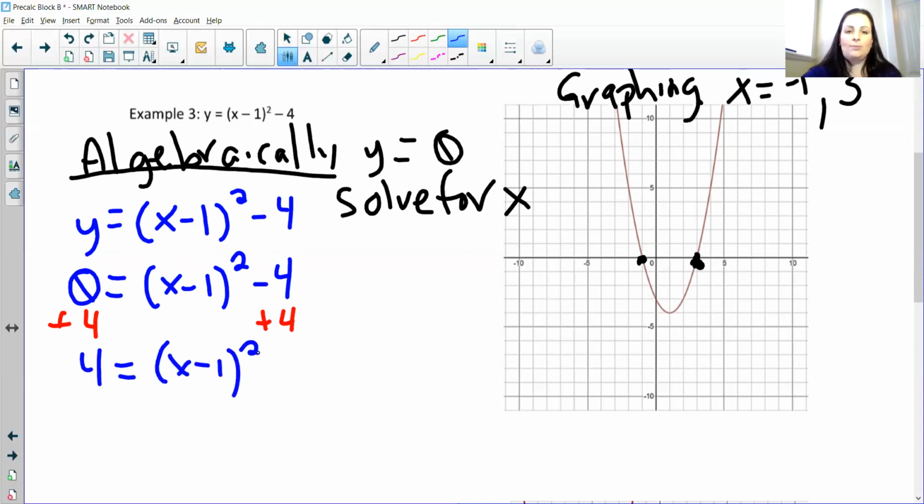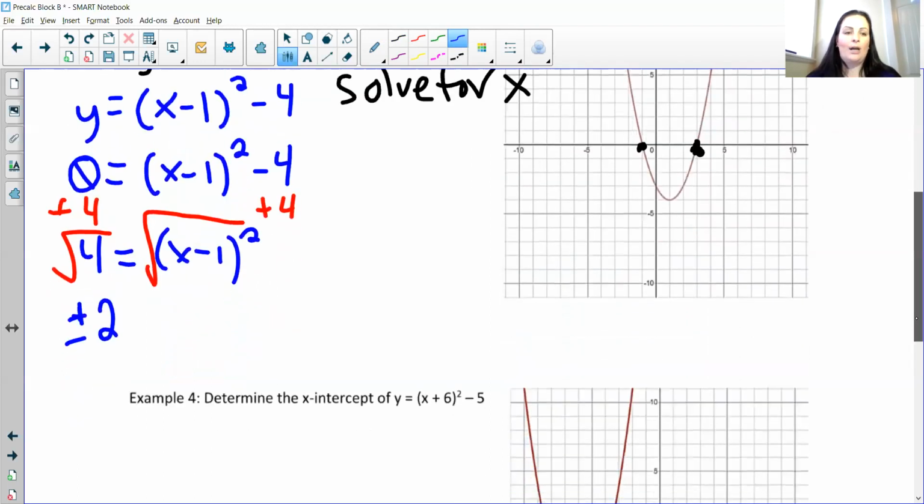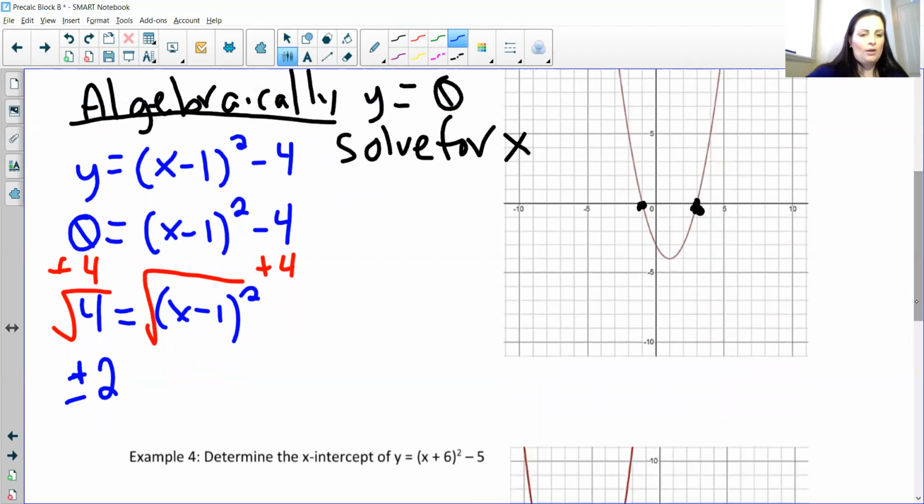Now currently that bracket is being squared. What's the opposite of squaring something? Square rooting. So you're going to square root this side and you're going to square root this side. Now the square root of 4 actually has 2 possible solutions. It can be +2, but it can also be -2. And your calculator is only going to give you the positive version. But technically, -2 is also the square root of +4, because -2 times -2 is +4. So there's both those possibilities, okay? Which is why the parabola has two sides. So this is going to equal x minus 1.